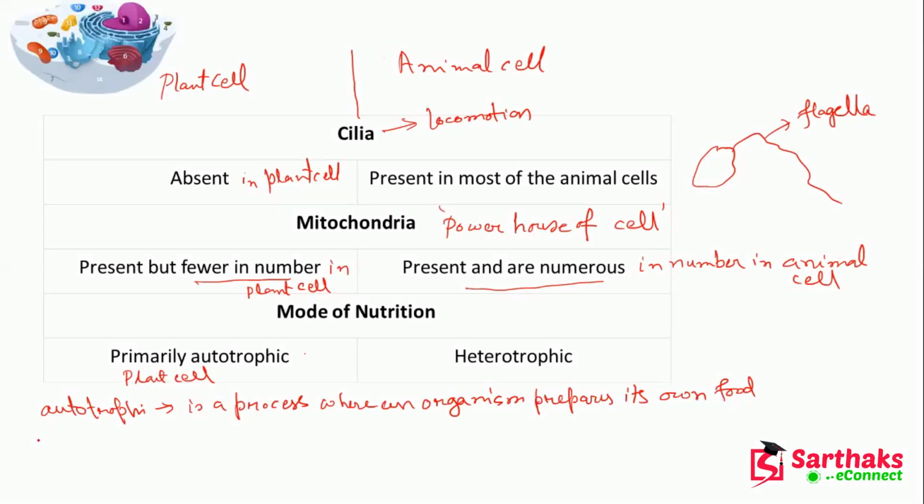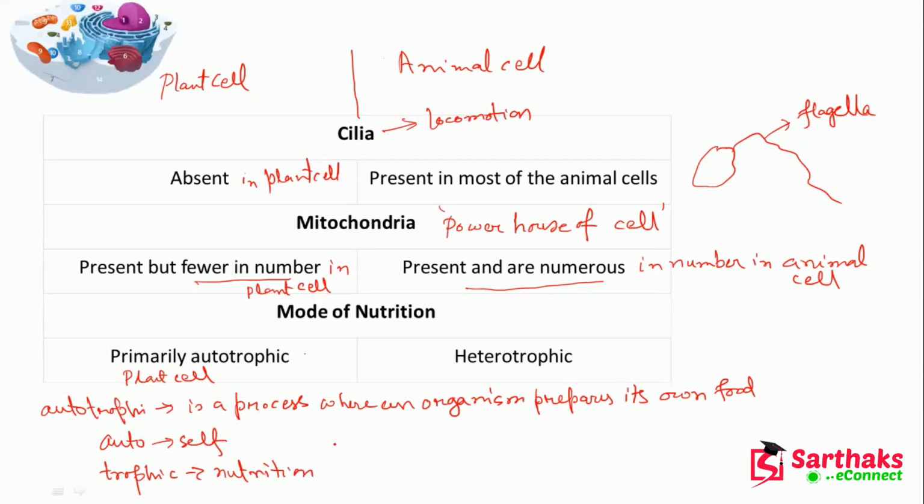So this is autotrophic nutrition. It is a process where an organism prepares its own food from simple inorganic material like water, mineral salts, and carbon dioxide in the presence of sunlight. Autotrophic is formed from two things: auto means self, and trophic means nutrition. That's why it is called autotrophic.